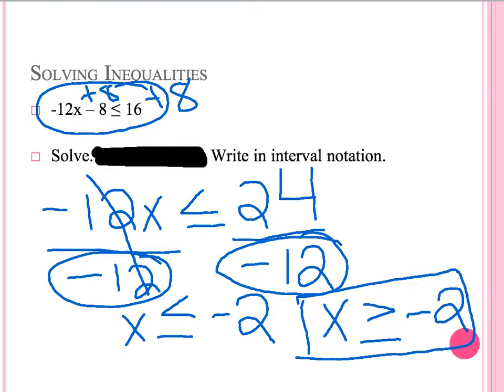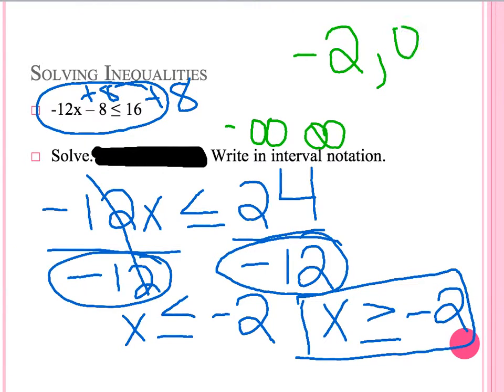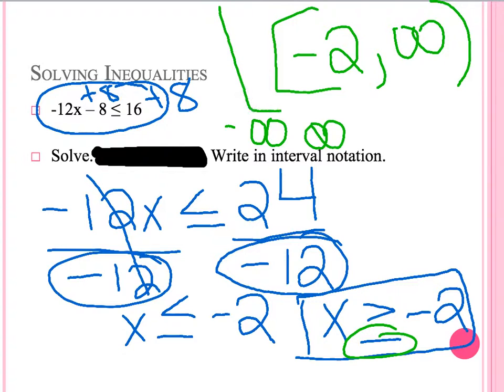Now, the next part of our problem says we need to write our answer in interval notation. To write our answer into interval notation, we know we are going to have a negative 2 in our answer. We also know we are going to need either a positive or negative infinity. Since x is greater than our number, we know we're going to use a positive infinity. Infinities always come with parentheses, and we know since our equation says greater than or equal to, our negative 2 will have a bracket. And this will be our final answer written in interval notation.